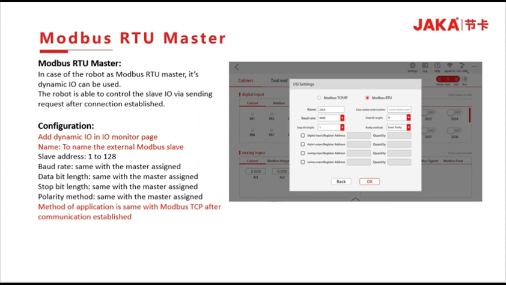Edit the name and address of the Modbus slave. The baud rate, data bit length, stop bit length and polarity method should be the same as the master assigned. Then, set up the slave I/O address and quantity. After communication is established, the usage is the same as the Modbus TCP.